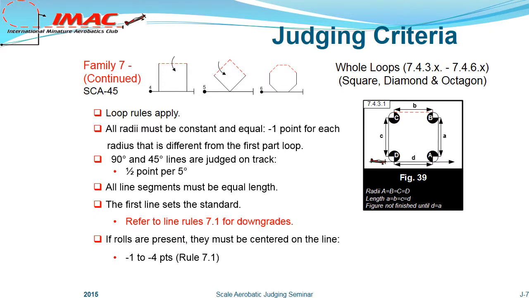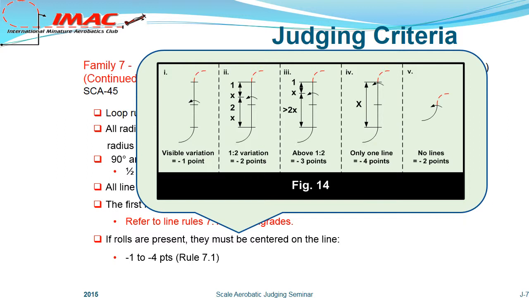Rolls may also be present on interior lines, and if they are, the rolls must be centered on that line. Again, the deduction is 1 to 4 points, using Figure 14 in Rule 7.1 when not centered.